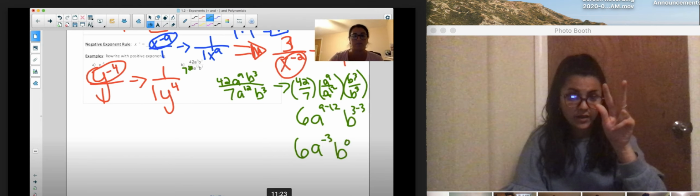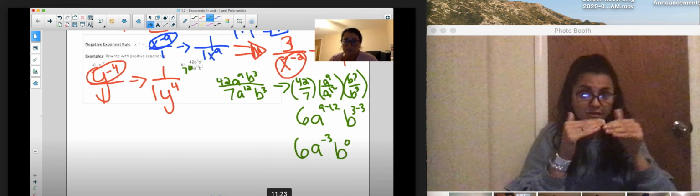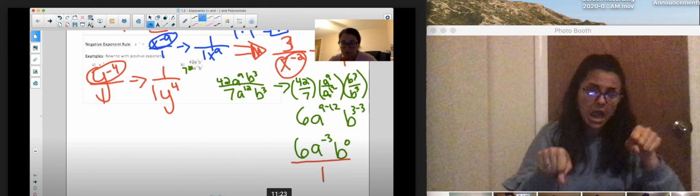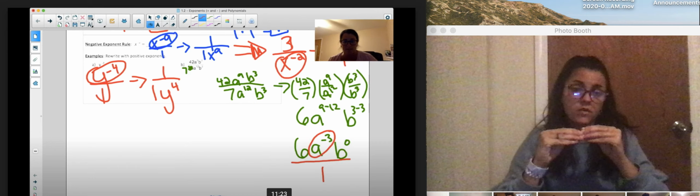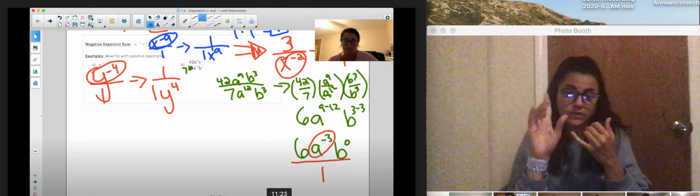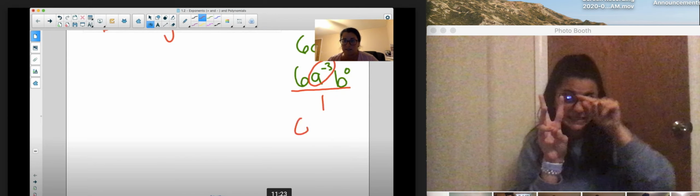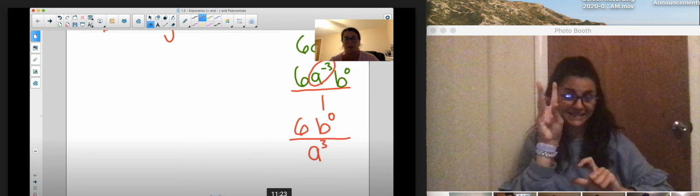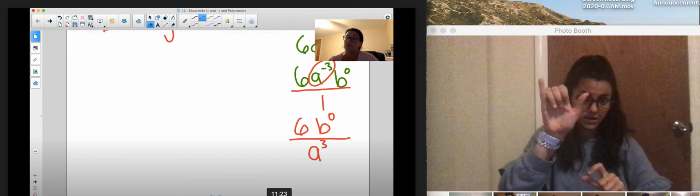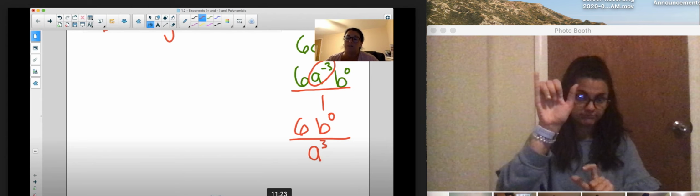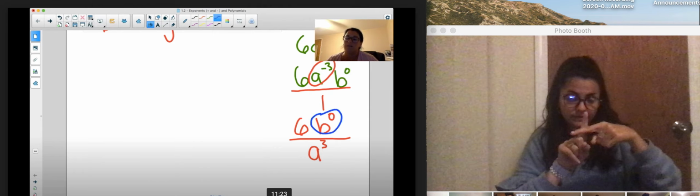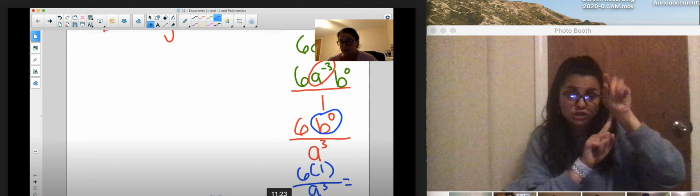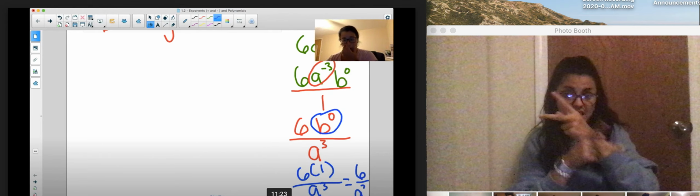Now I have to do some simplifying here, which is going to make this another step. I'm going to put this over 1. I want to move just the negative exponent to the bottom. Everything else is going to stay the same. Extend the page. So we're going to have 6, b to the 0, and then I'm moving that a to the negative 3rd to the bottom and making it positive. And now learning one other rule that we just went over, we know b to the 0 power is 1, so it's going to be 6 times 1 over a to the 3rd. So final answer will be 6 over a to the 3rd. Lots of steps there.